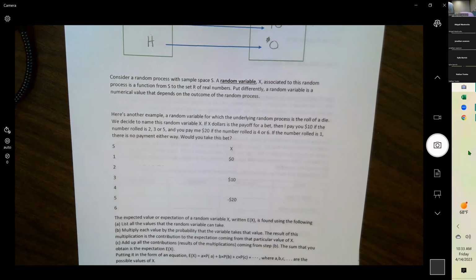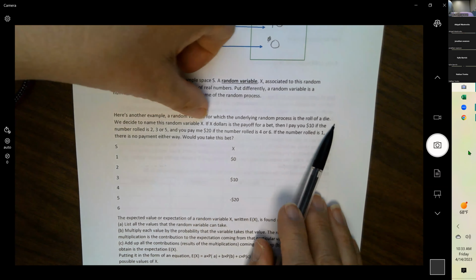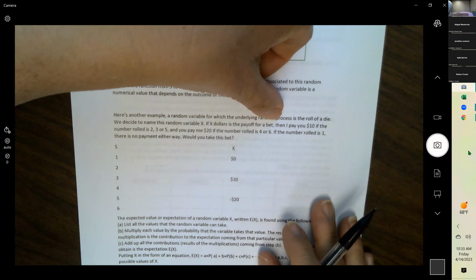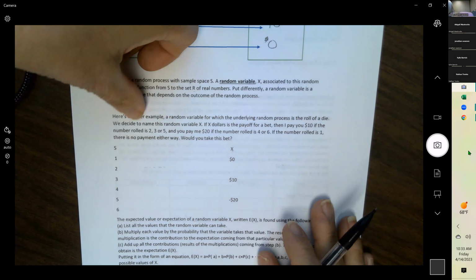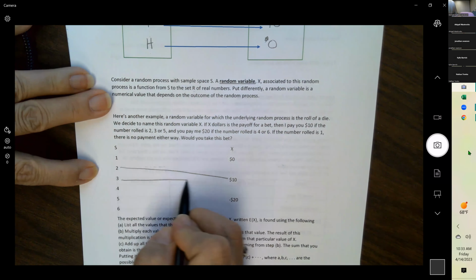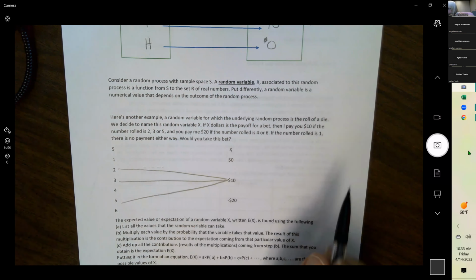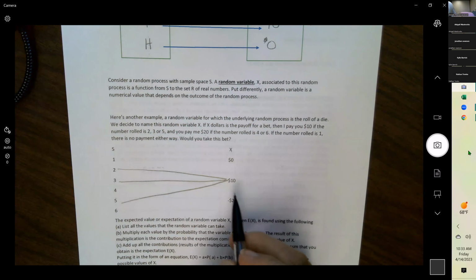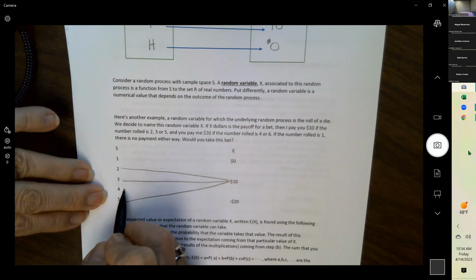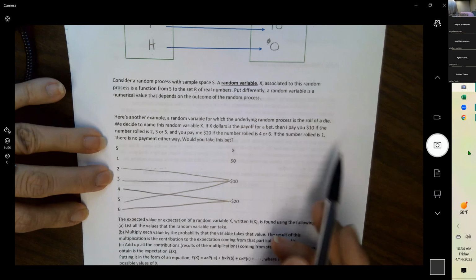Here's another example, a random variable for which the underlying random process is the rolling of a die. We decide to name this random variable X. If X dollars is the payoff for a bet, then I pay you $10 if you roll a 2, 3, or 5. You pay me $20 if the number is a 4 or a 6. So if you roll a 4 or a 6, you pay out $20, and that's why it's negative. If the number rolled is a 1, there's no payment either way.